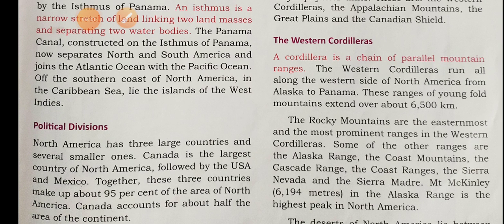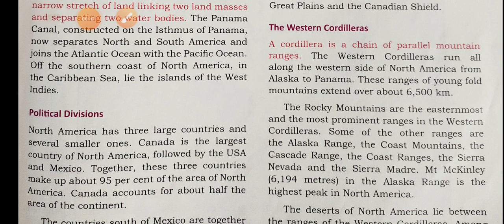North America has three large countries and several smaller ones. Which are they? Canada, USA, and Mexico. Canada is the largest country, and these three countries make up about 95% of the area of North America. Especially Canada accounts for about half the area of the continent.